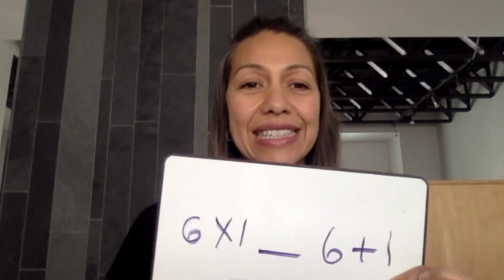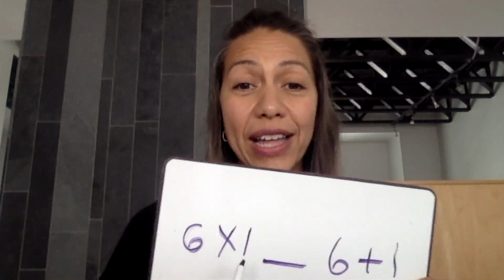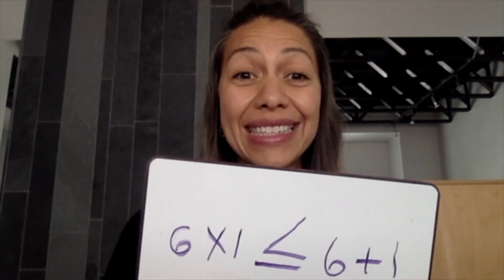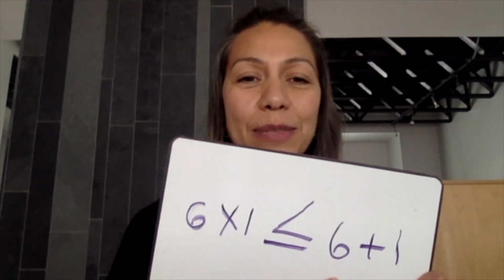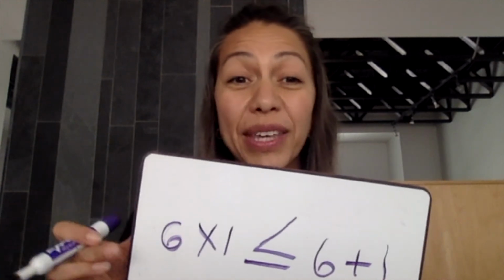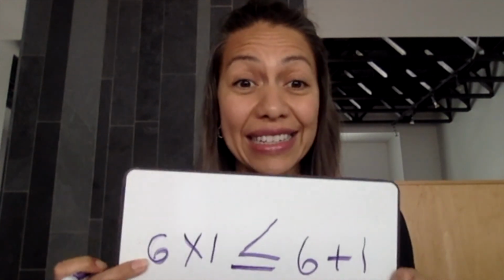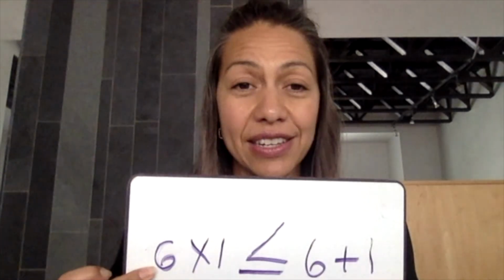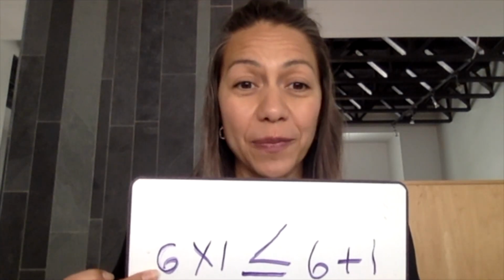So 6 multiplied by 1 is, you tell me, I'm going to write it. 6 multiplied by 1 is less than 6 plus 1. Why? Because the product here was 6 and the sum here was 7. So our addition was greater.